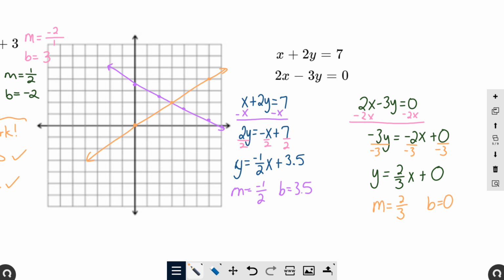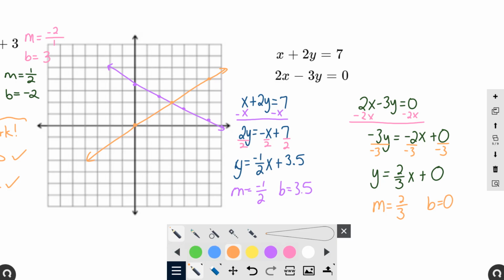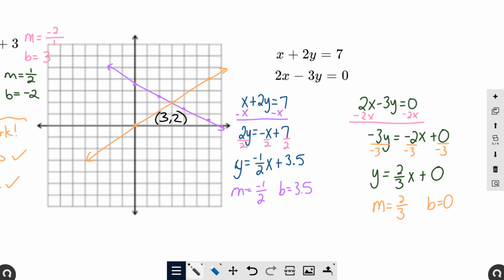Now, it looks like these two cross where? At 3, 2, right? Are we sure? Can we double check? Yes, we can.